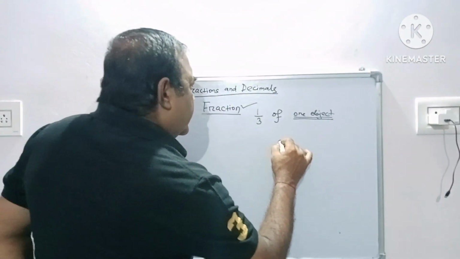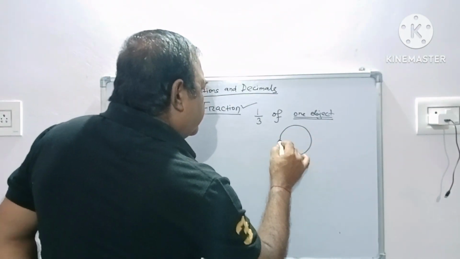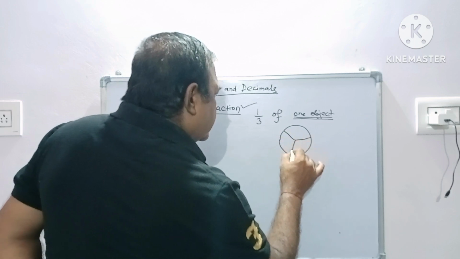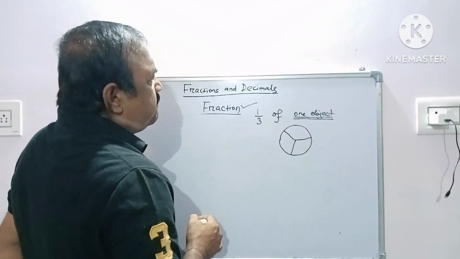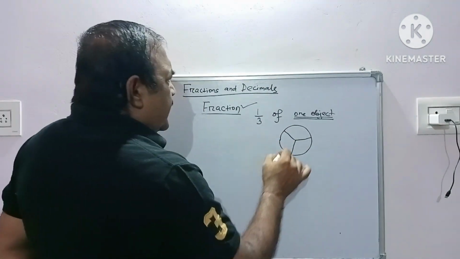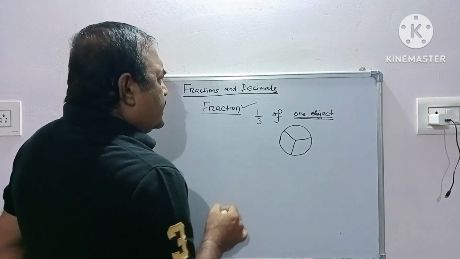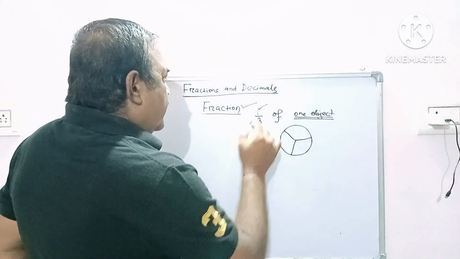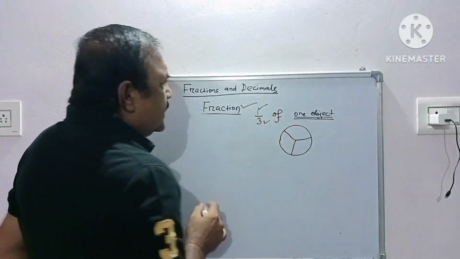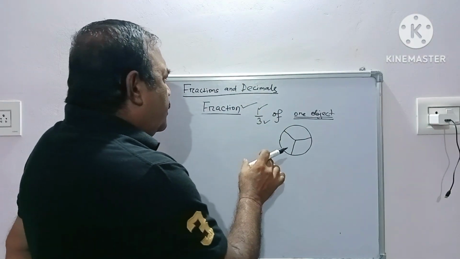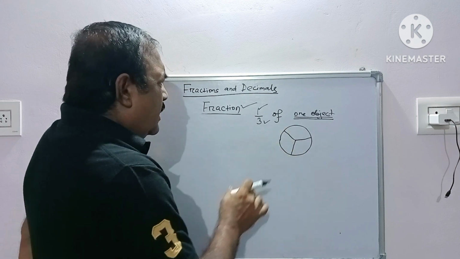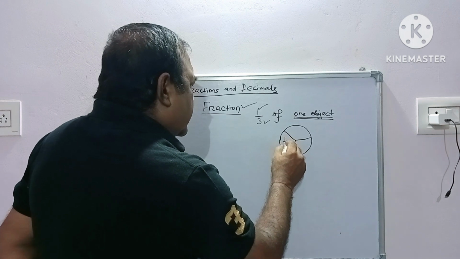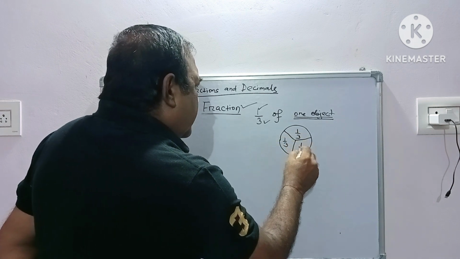And if the object is that one piece of bread, I will have to divide it into 3 equal parts. Suppose these are 3 equal parts. So I divided the object into 3 equal parts and I will have to take one part. So two pieces of information are needed here, one for the denominator and the other for the numerator. Suppose I choose to take this part, or maybe this part, or maybe this part.